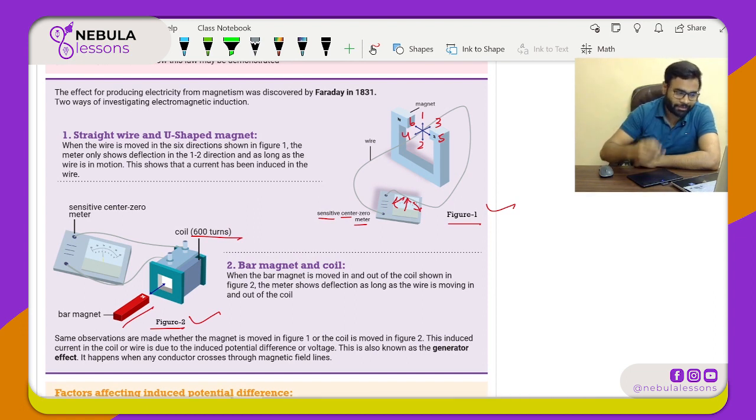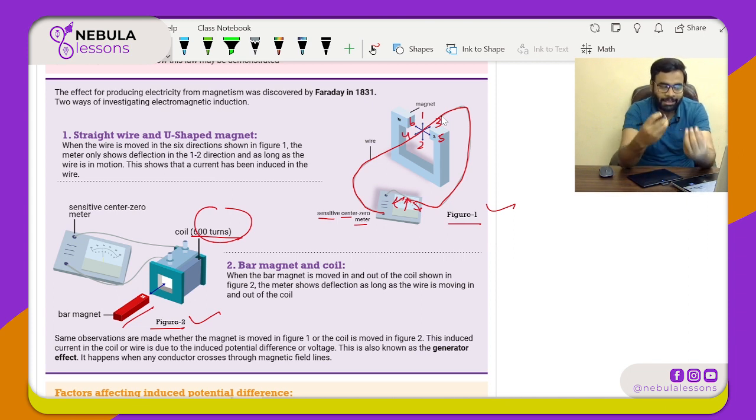All right, so for that, let's consider the experimental setup in figure 1. In figure 1, we had one loop of wire, and you can also say that we just had one turn of the wire. In the experimental setup 2, we have 600 turns, and in figure 1, we had just one turn or one loop.